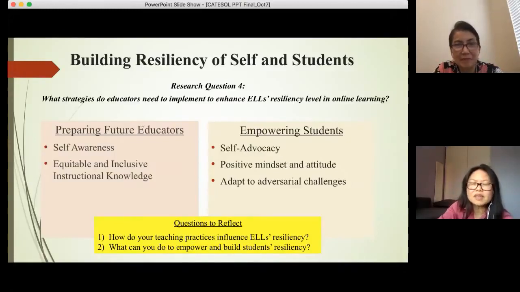So please take a moment to reflect on some of these questions, right? The first question is, how do teaching practices influence English language resiliency? And in your opinion, what can you do to empower and build resiliency?